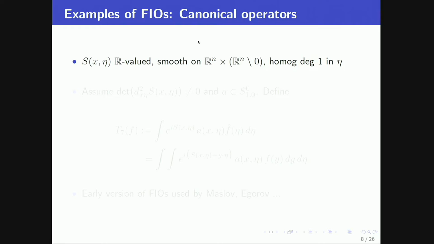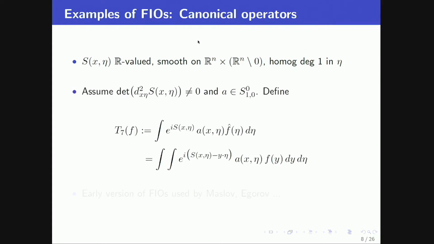Of course, those are typically not smooth at 0, as was mentioned yesterday. So you work on R^n with 0 taken out. You have this function which has those properties, and you now impose a second-order condition, which is that the determinant of the mixed Hessian in x and eta be not equal to 0 at all the points that you care about, which is on the support of whatever amplitude you're going to be using.